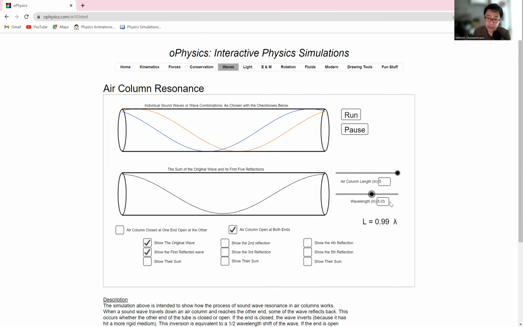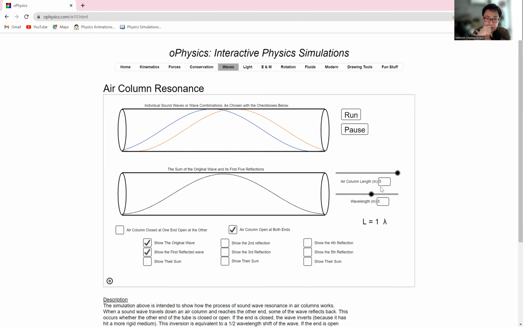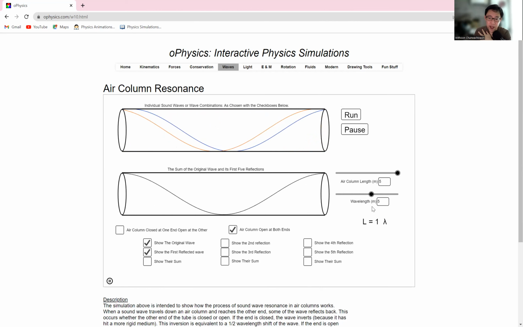So let me match the wavelength to be at 5, exactly the same size, and let it run and see what it does. Isn't it cool? Whoa. All right, it's a good big oscillation at the end. It seems like it's nice. So a 5 meter wavelength seems to match with the 5 meter tube.